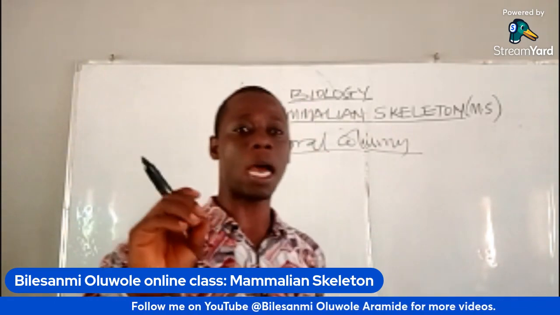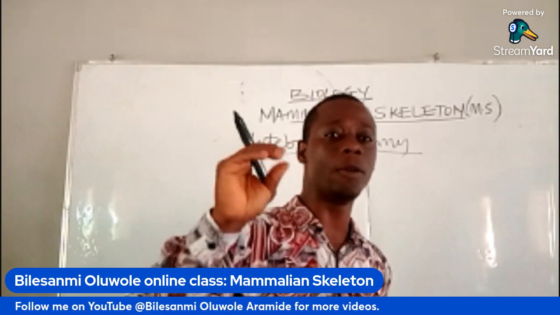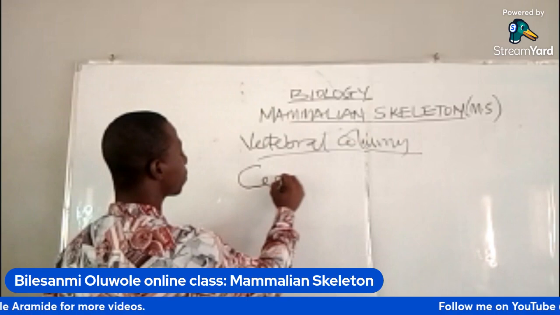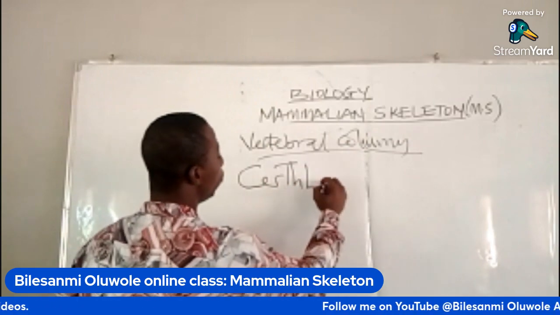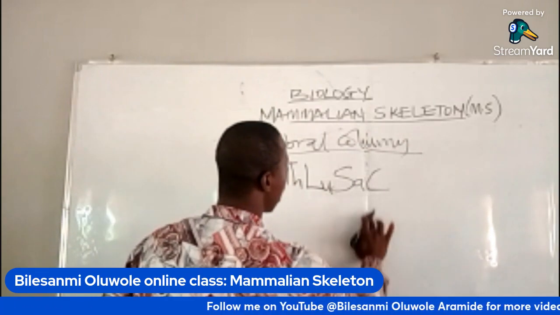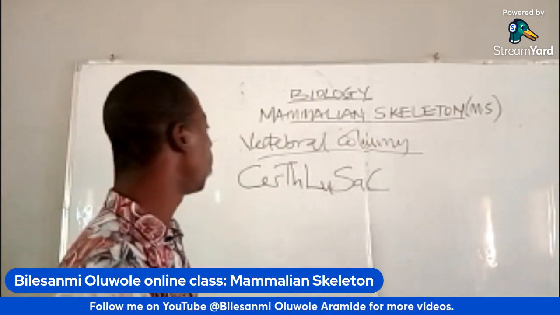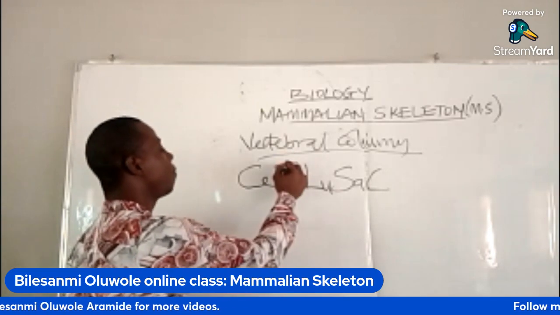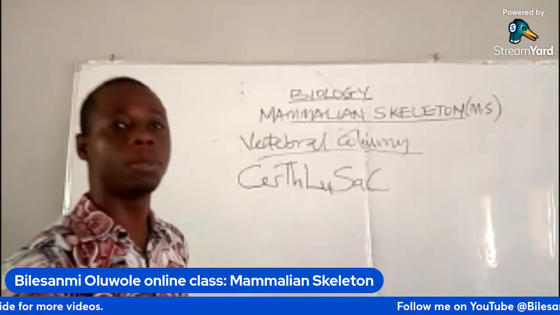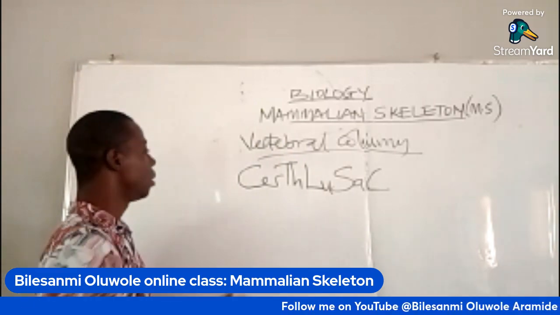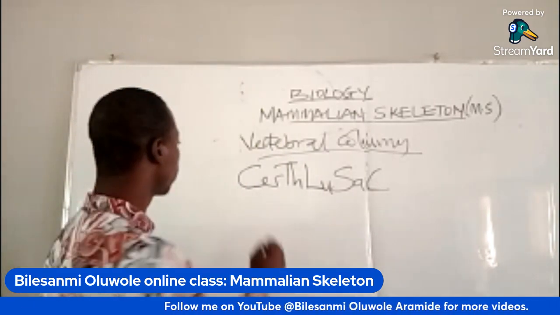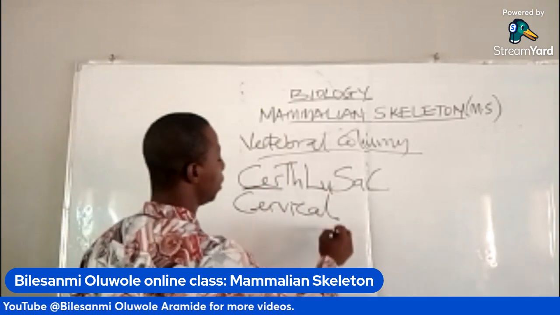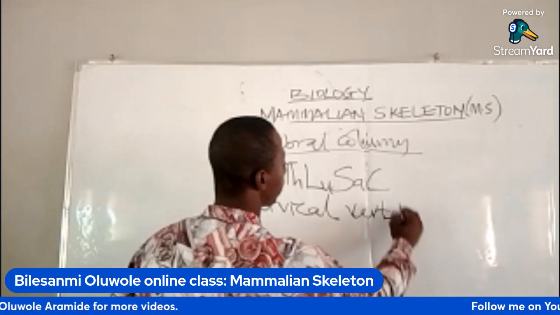I usually give an acronym for easy remembering of these vertebrae. The acronym is SAT, LU-SAC. That is the acronym given to me for the easy remembrance of the 5 types of vertebrae. And what does this stand for? The S stands for cervical vertebra.